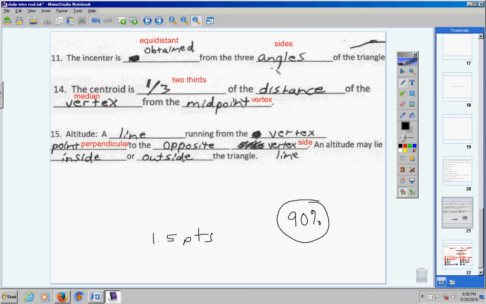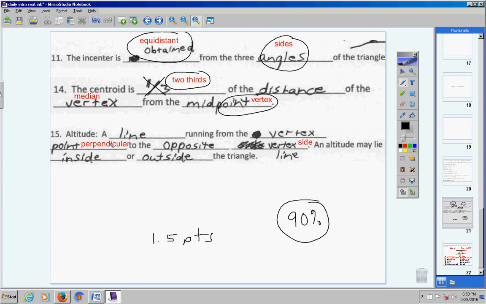Okay, number 11 on your quiz. You should have your quiz there with you if you want to look at it. The incenter is equidistant from the three sides of the triangle. Not angles, complete opposite words, and of course, obtained is not equidistant. The centroid is 2/3 of the distance of the median. The median is not the same thing as the vertex. It's 2/3 of the distance of the median from the vertex. Big difference. Here's a triangle. Vertex is here. A midpoint would be somewhere around here. So I'm completely wrong on that.